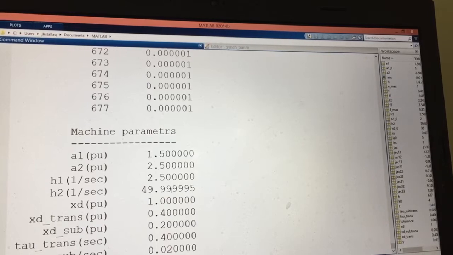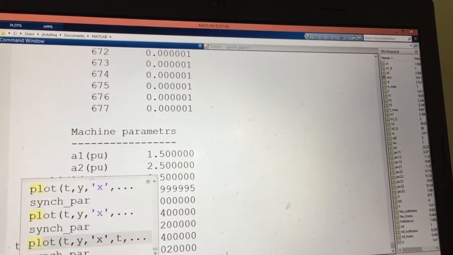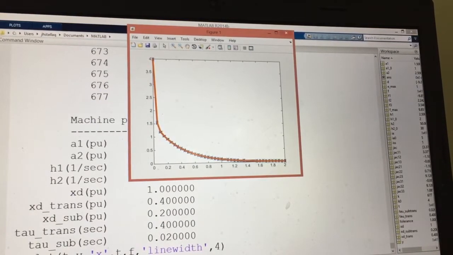It is successful. Okay, with 677 iterations. If you plot it and see, okay, it's there.